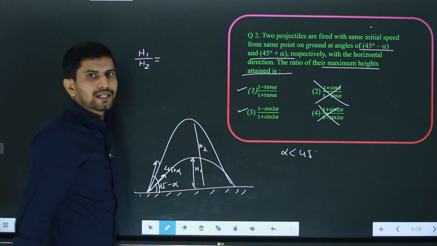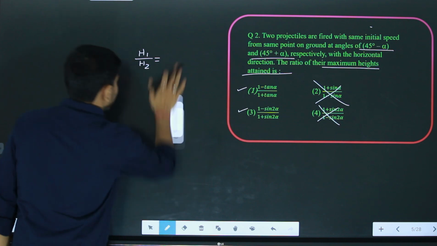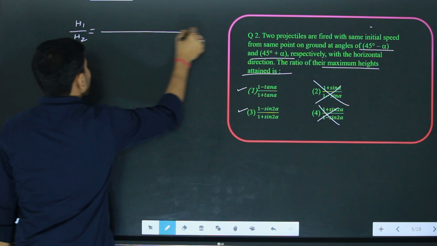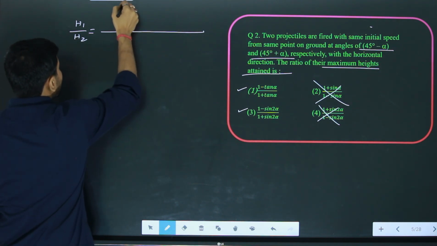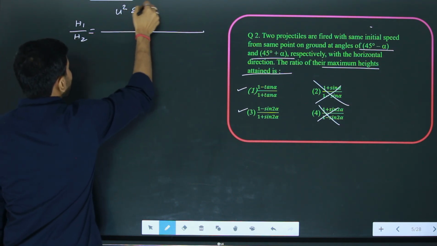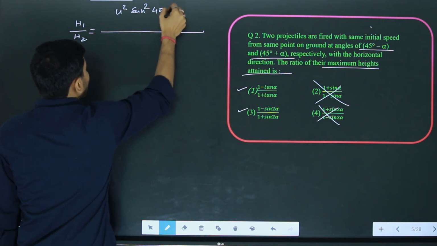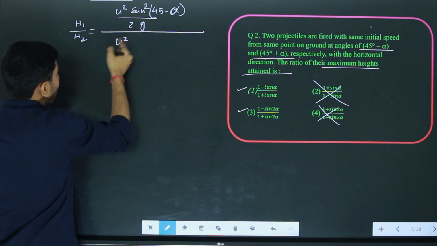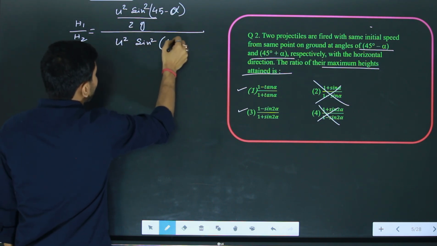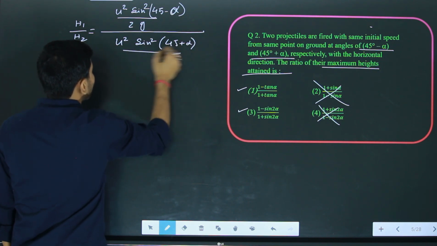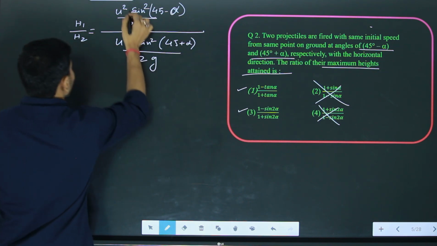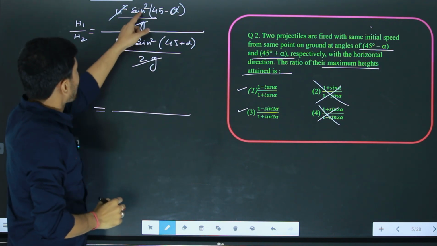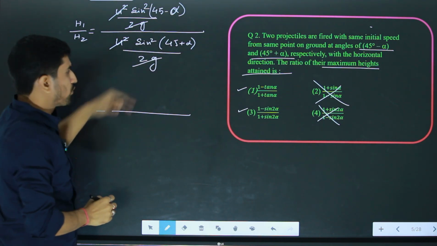Now let me do the detailed calculation. H1 divided by H2. Here I assume that you know the formula for the maximum vertical height, which is velocity square times sine square of the angle divided by 2g. For H2, same velocity, sine square of the projection angle, which is 45 plus alpha, divided by 2g. The 2g cancel. Now we get sine square of 45 minus alpha divided by sine square of 45 plus alpha.